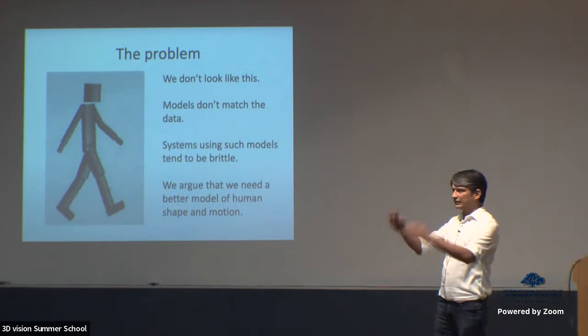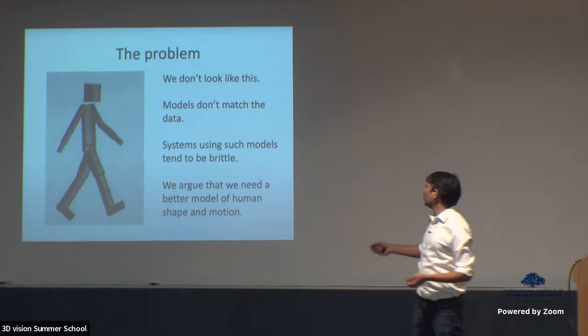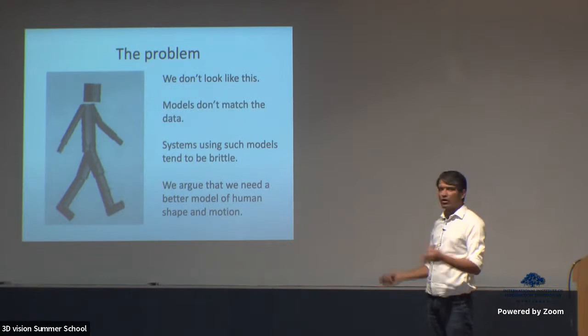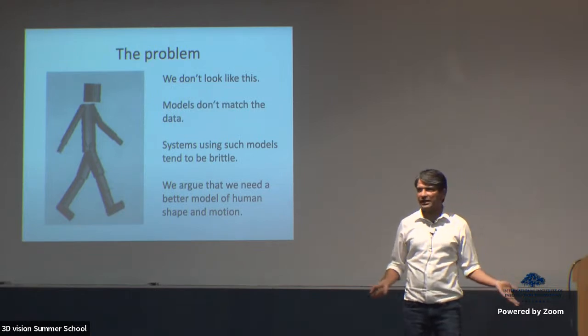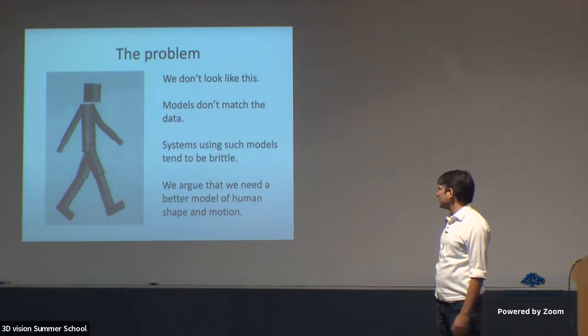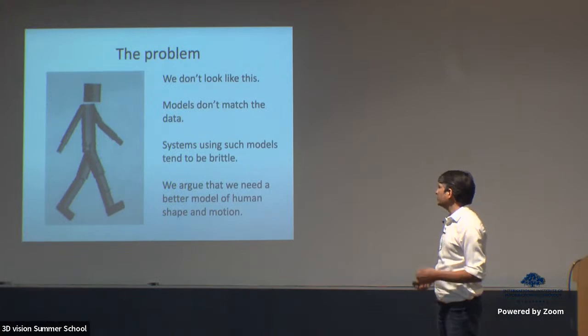Now, with all this, the problem with the cylinder models or the joint model is that we don't look like this. And models don't then match data, because if you project this kind of model onto data, which is, say, images, it doesn't match well. Systems using such models tend to be brittle. And we argue that we need a better model of human shape and motion.